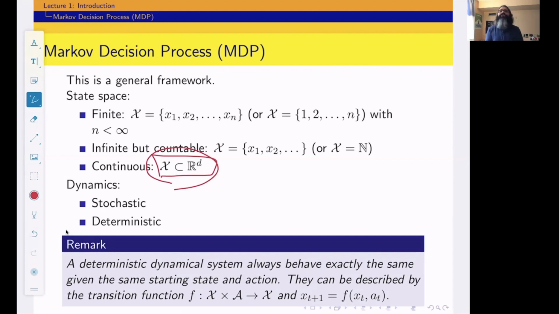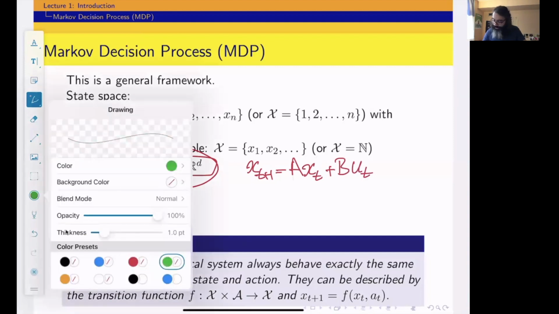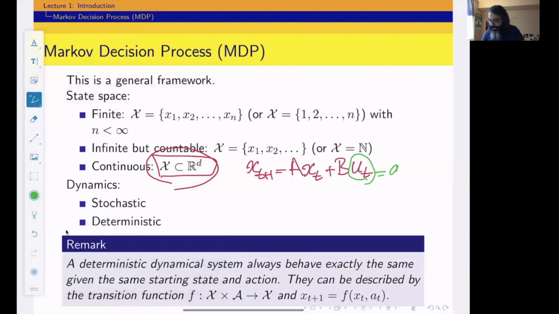So if you are from, say, a control engineering background, or have taken a control theory course, that's usually the most commonly used type of dynamics that people write. So for example, for linear dynamical systems, we have x_{t+1} would be matrix A times x_t plus B u_t. So this is the notation that people in control often use. And u here actually is a. So we use a_t instead of u_t.